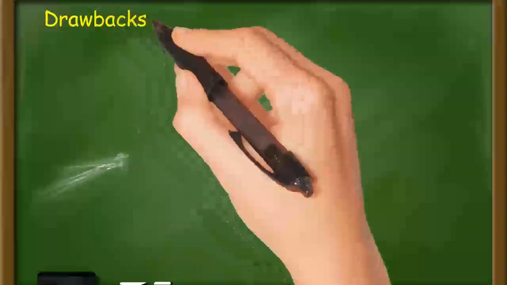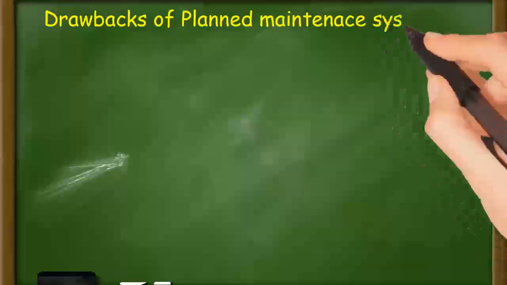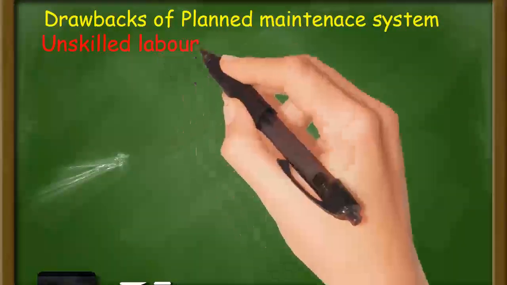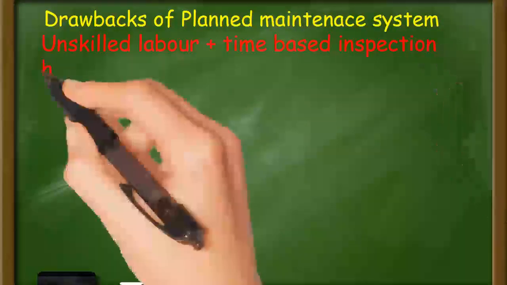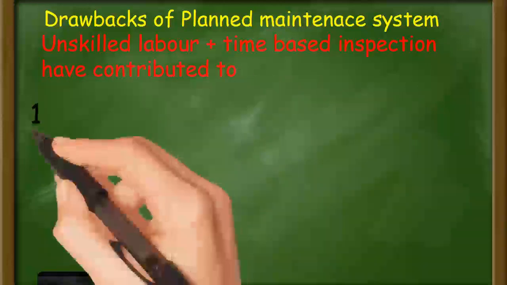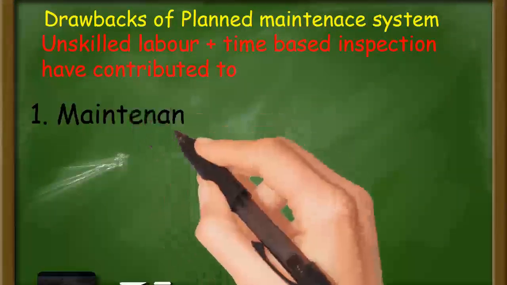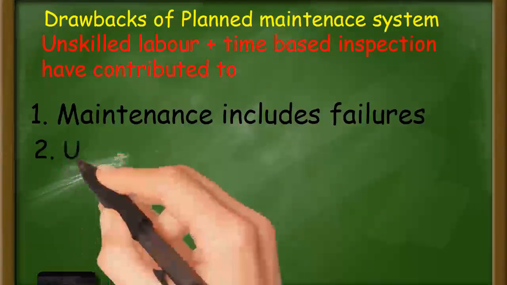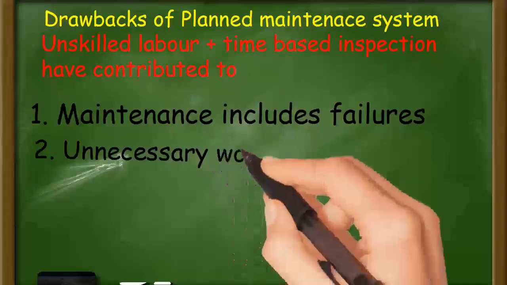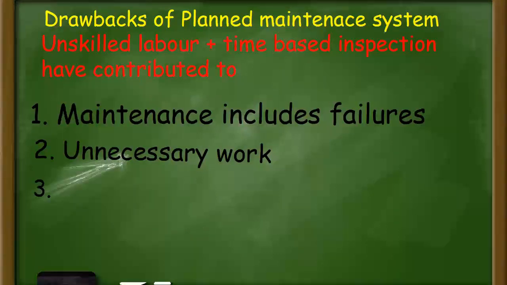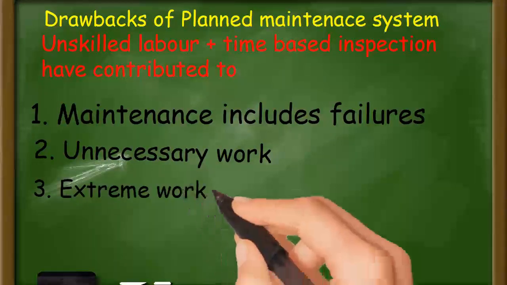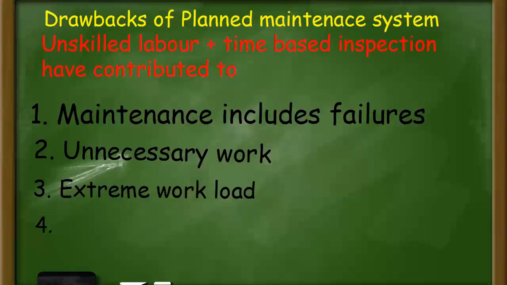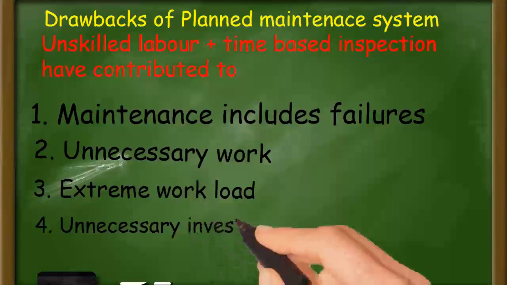Drawbacks of planned maintenance system. Unskilled labor plus time-based inspection have contributed to: 1. Maintenance-induced failures. 2. Unnecessary work. 3. Extreme workload. 4. Unnecessary investment in redundancy.